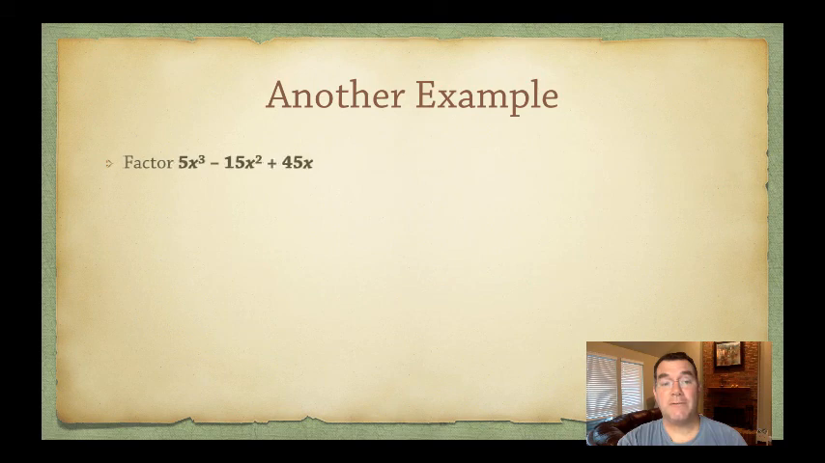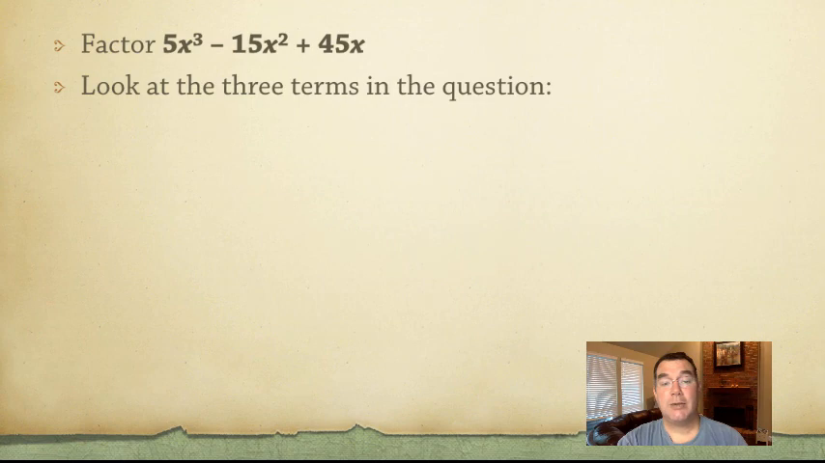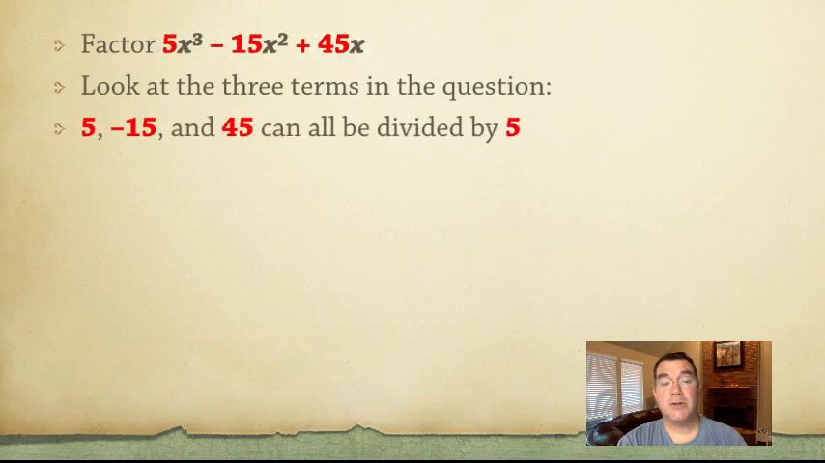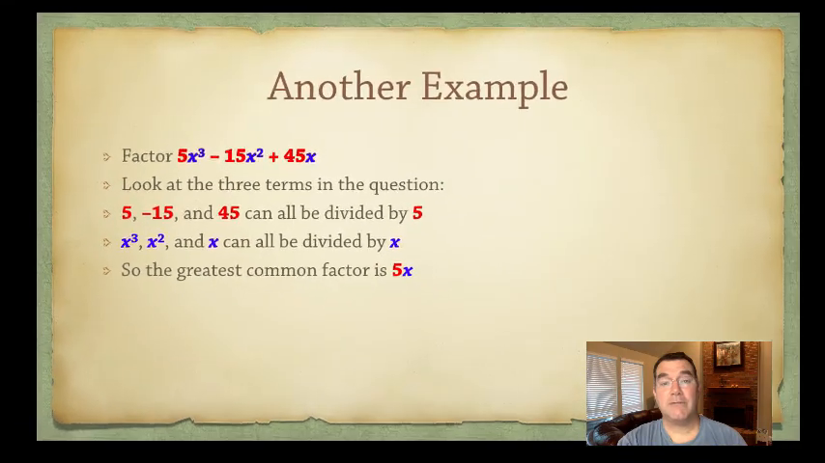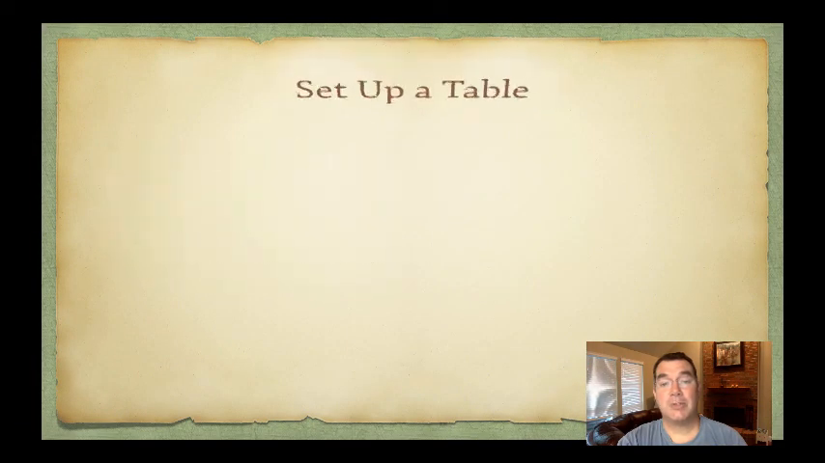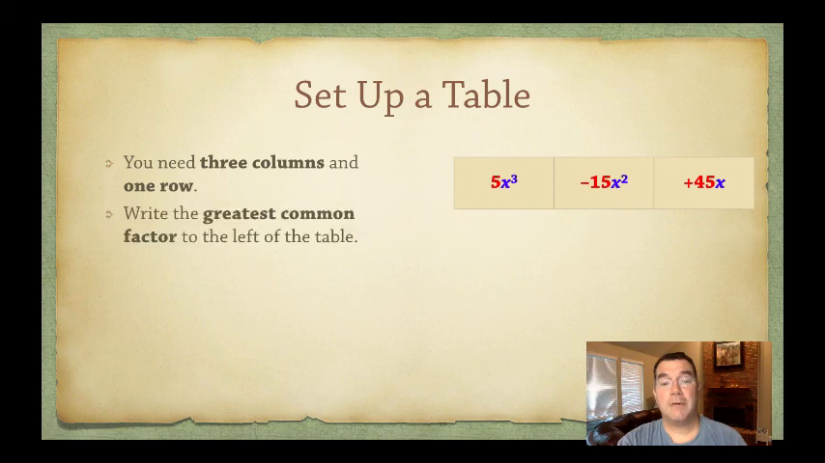If I wanted to factor 5x to the third minus 15x squared plus 45x, I'm looking at those three terms and looking at the numbers first. They can all be divided by 5. Then looking at the x's, they can all be divided by x. So what that means is my greatest common factor is 5x. All right, so setting up a table, I've got one column for each of the terms, and it's all in one row. Remember, the greatest common factor was 5x, so I simply divide each of those three separately by 5x.